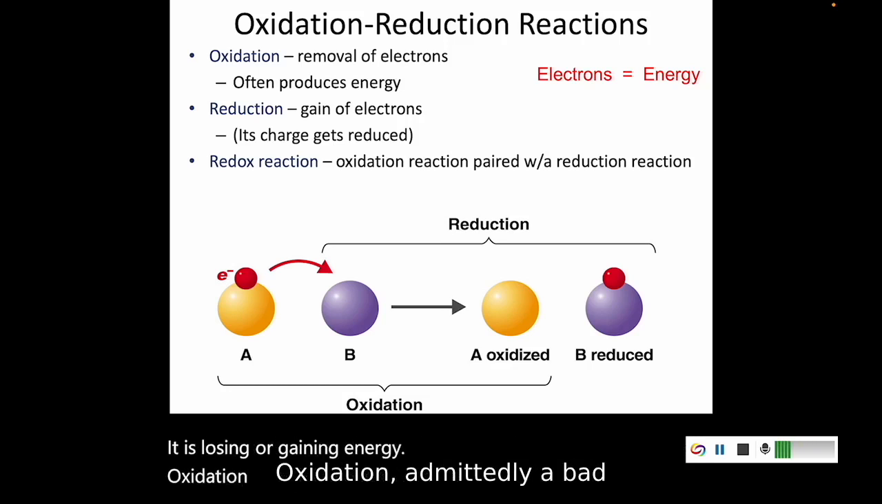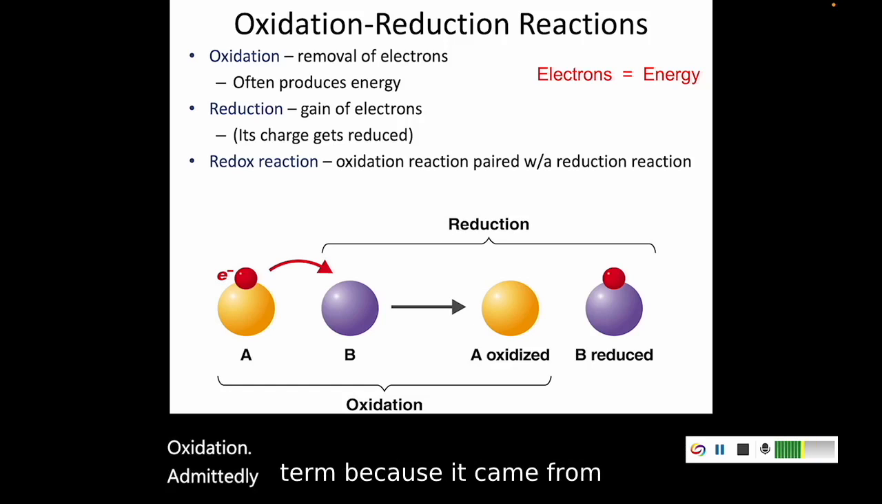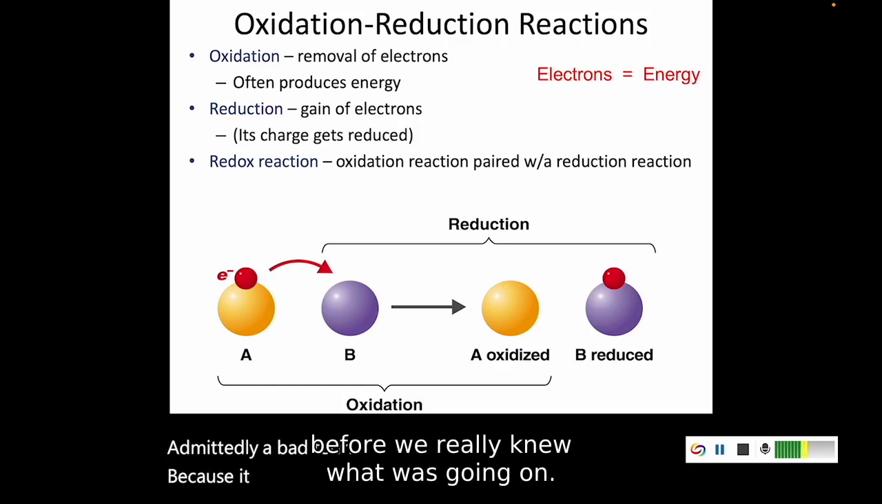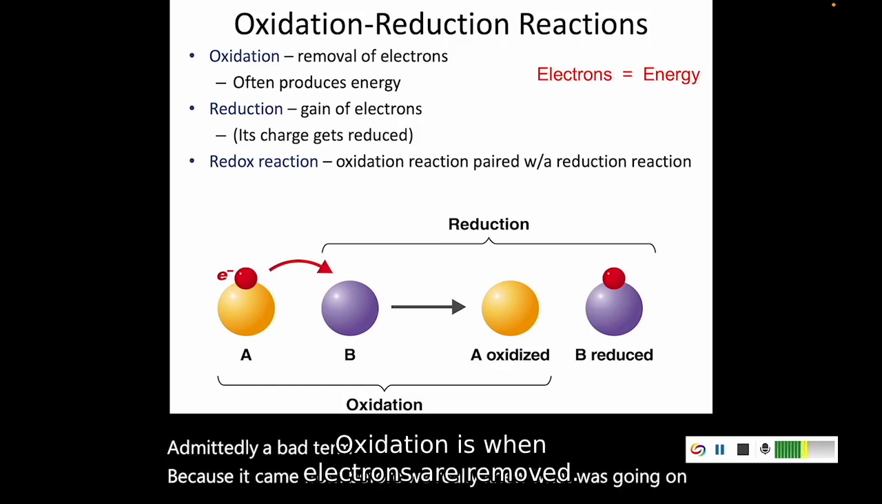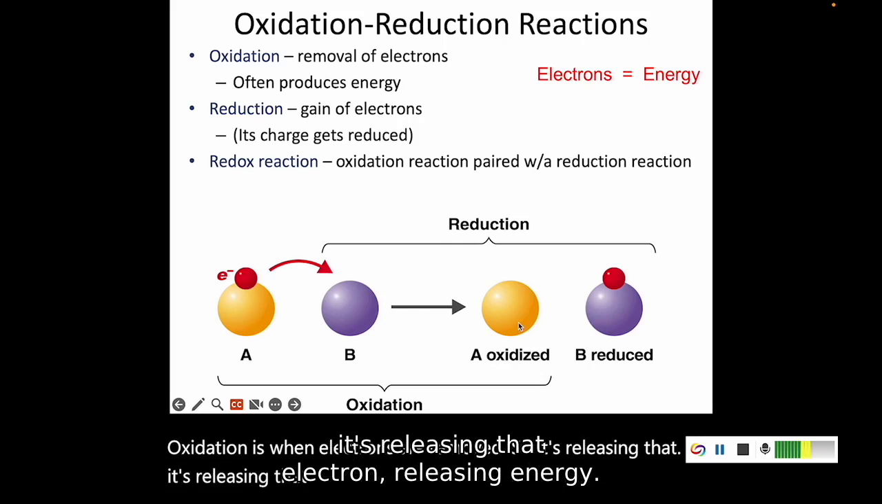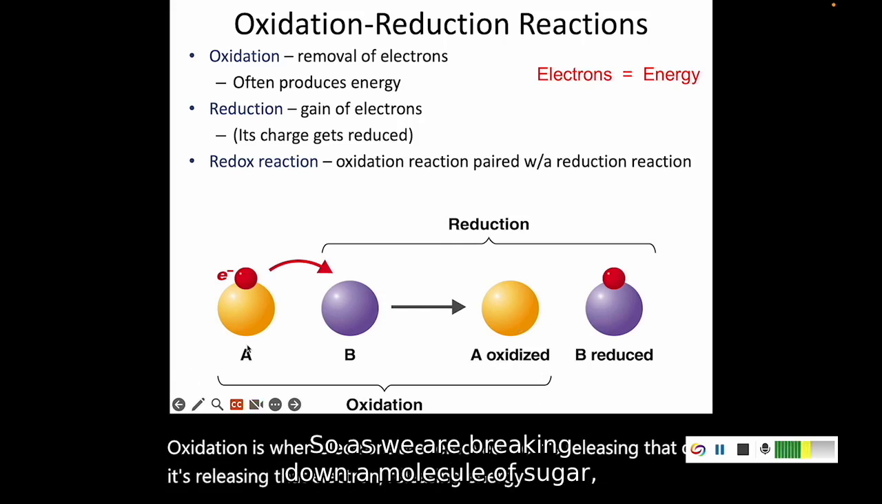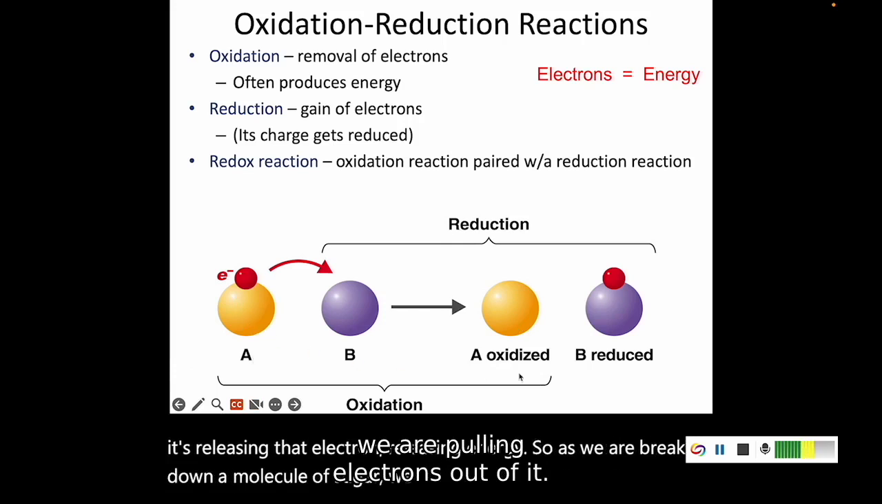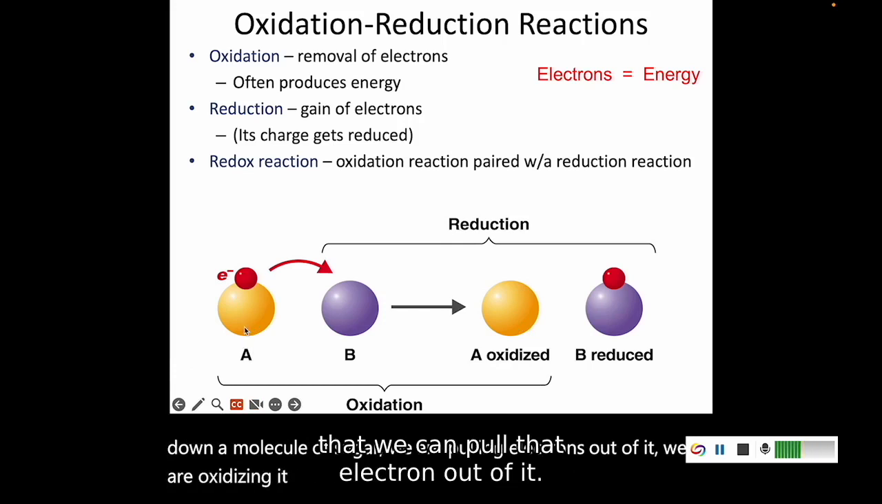Oxidation, admittedly a bad term because it came from before we really knew what was going on. Oxidation is when electrons are removed. So it's releasing that electron, releasing energy. As we are breaking down a molecule of sugar, we are pulling electrons out of it. We are oxidizing it so that we can pull that electron out of it.